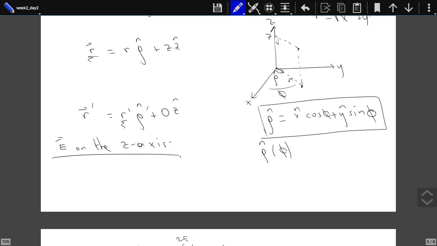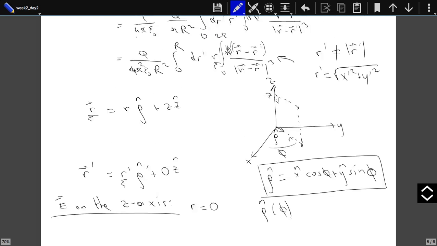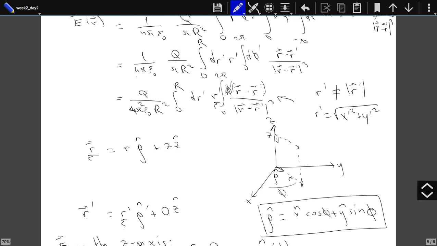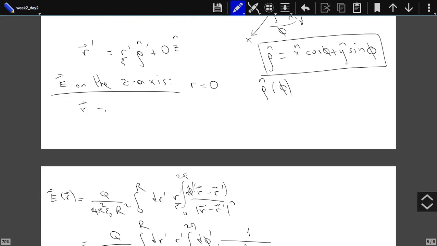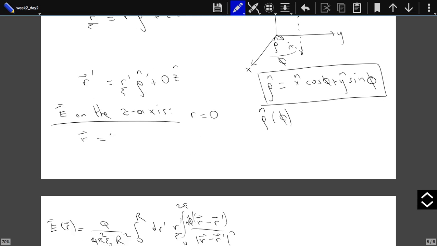Because remember, small r, if you look at this definition of small r, it is the distance from the z-axis. This is small r, this length over here, it's the distance from the z-axis. So if I choose a point on the z-axis, the r coordinate of that point is just 0. So r vector is just some z along the z-axis. Now this will simplify my life.